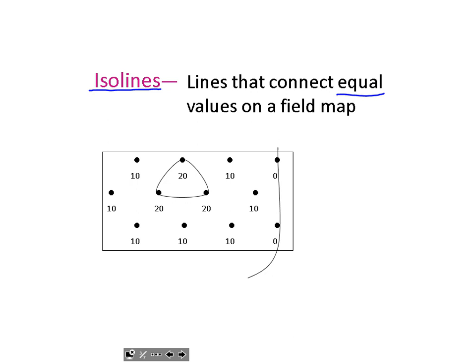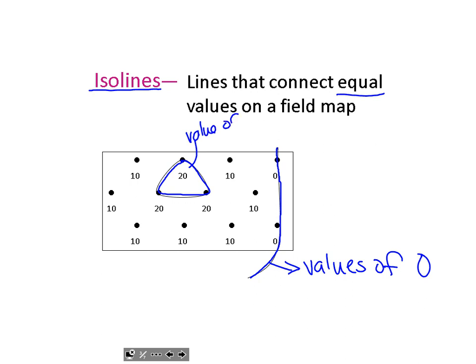Now, what this isoline right here is showing you is that all of these values have a value of 0. So everywhere along that line has a value of 0. Everywhere along this line has a value of 20. So what I'd like you to do is try to connect all the 10s. And then they're going to follow the same shape.